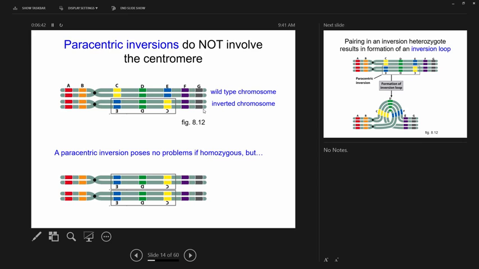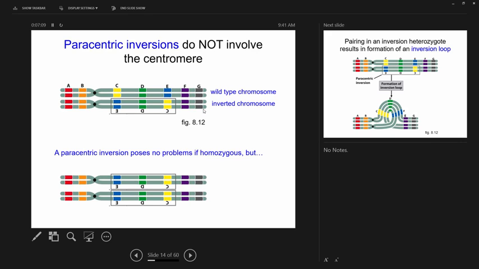So paracentric is not involving the centromere. So here's the normal chromosome, here's the inverted chromosome. You just have this flipped upside down and backwards. But the centromere is not involved. So everything from here to the left and everything from here to the right in the inverted chromosome is just as it should be.